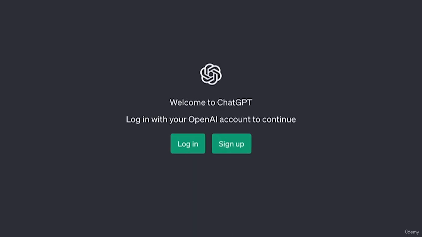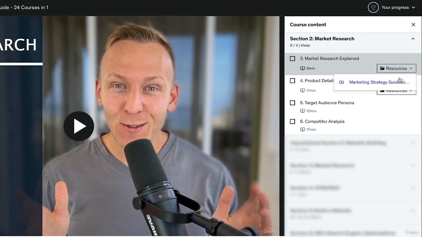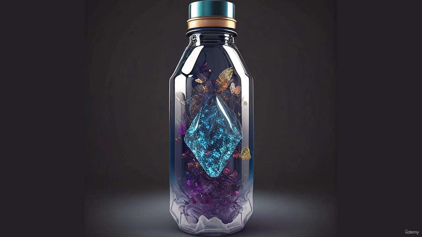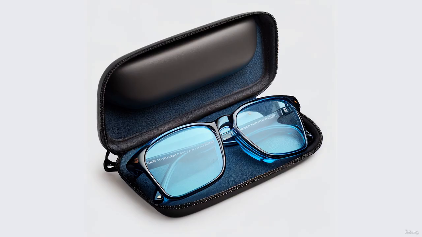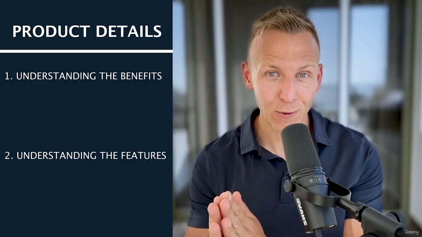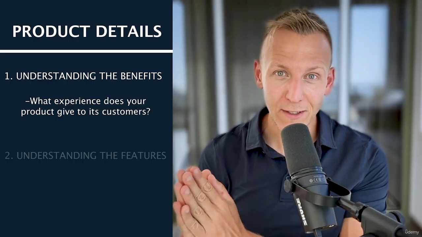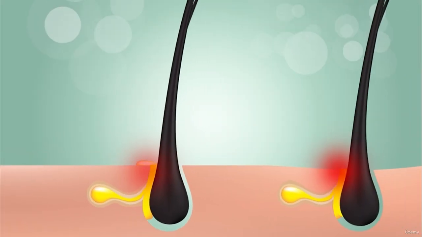So once you've set up your ChatGPT account, you've downloaded the guidebook, and you've chosen your product, whether it's your own or a demo product, you're ready to get started. So let's begin by understanding what product details actually means. Now, product details means understanding the benefits and understanding the features of your product. Now, the benefits of a product means what experience is your product going to be giving your customers? How is it going to improve their life?